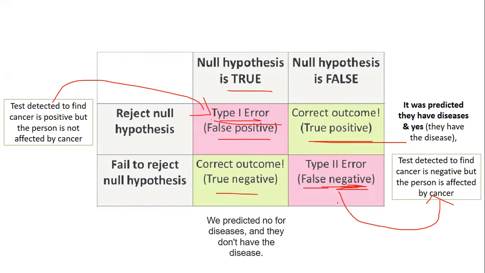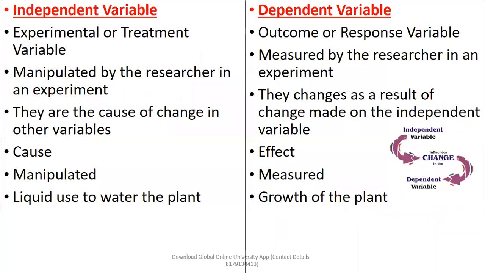Type 2 error is not rejecting your null hypothesis. And the correct outcome is a true positive. Okay. And here the correct outcome is the true negative. I hope this is very clear.